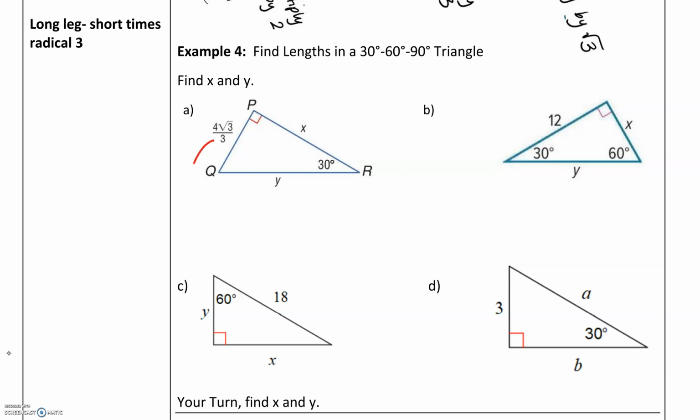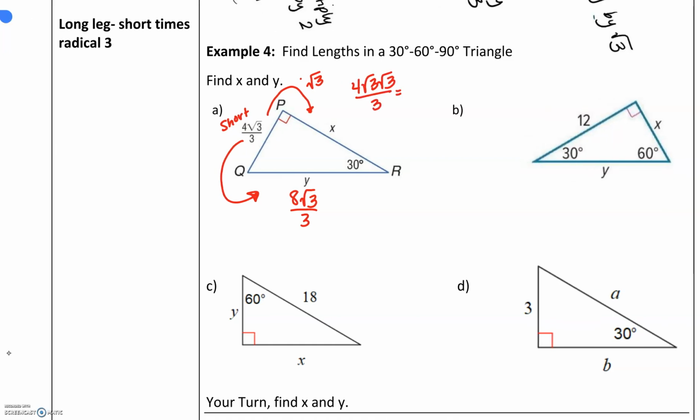If we want our short, our long, we're given our short. We'll go to our hypotenuse. It's double short and hypotenuse. So we're going to double and do 8 radical 3 over 3. Just doubling that first number. If we want to get our long side, that's when we multiply by a radical 3. Well, it already has a radical 3, so we are going to be multiplying those radicals together. So it is 4 square root 9 over 3, which ends up being 4 times 3 over 3, which is 12 over 3, which is 4.